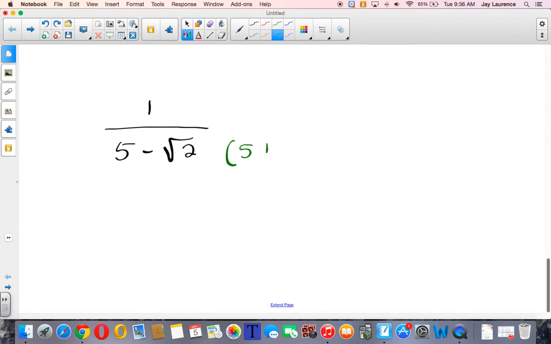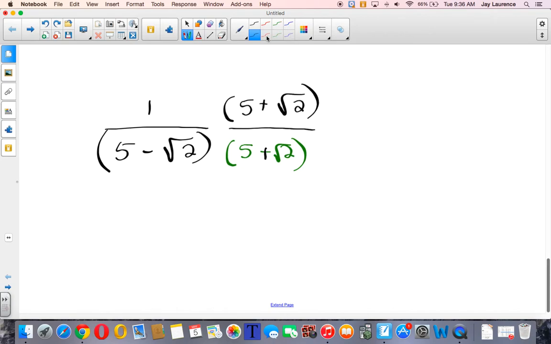Like if I go 5 minus rad 2, if I multiply by this, that's not going to work because when I double distribute, I'm going to end up with an irrational denominator, aren't I? What if I use the difference of squares idea and multiply by that 5 plus rad 2? What's going to happen now? Well, the numerator will simply be 5 plus rad 2.